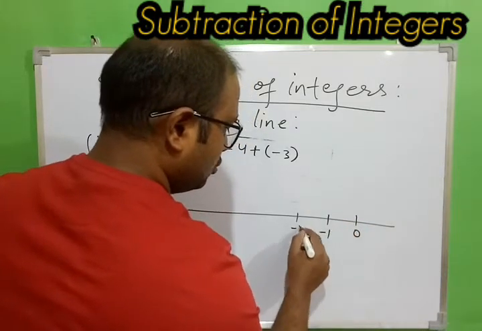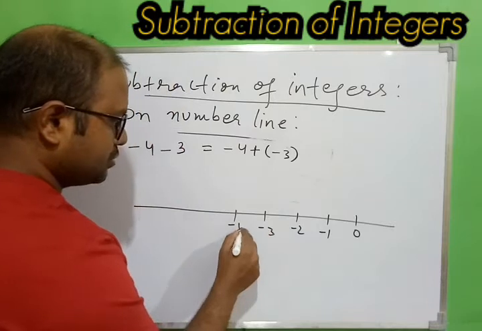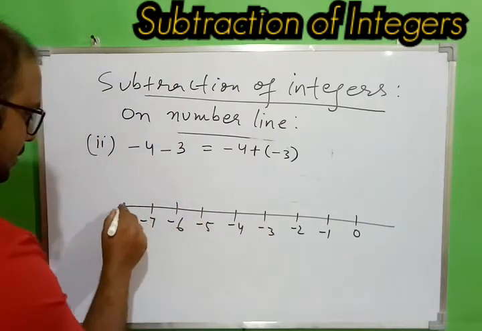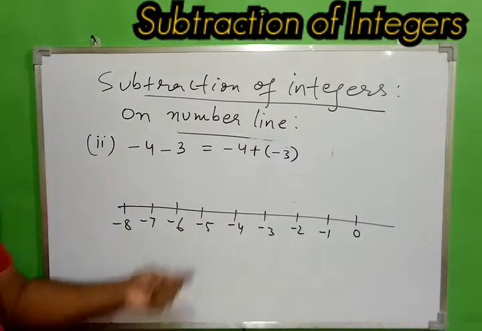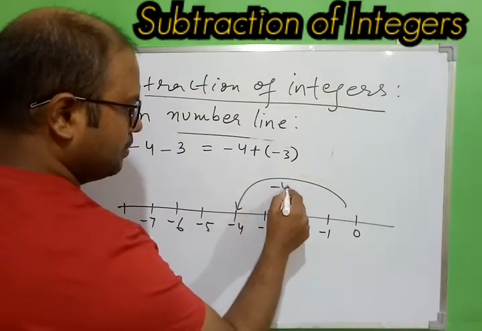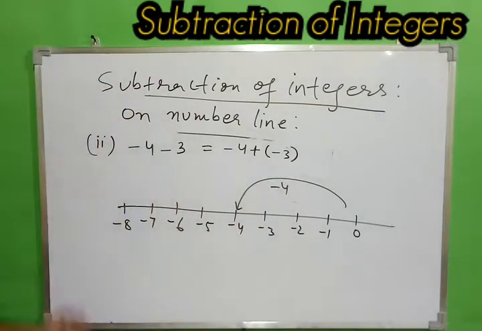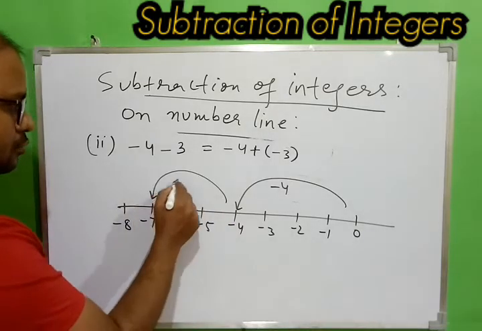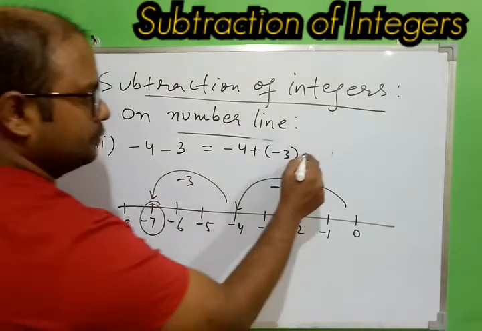Minus 1, minus 2, minus 3, minus 4, minus 5, minus 6, minus 7, minus 8. So very first we have to go to minus 4, which is this. Then we have to go 3 steps further back. 1, 2, 3. So where are we coming to? This is minus 7. So the answer is minus 7.